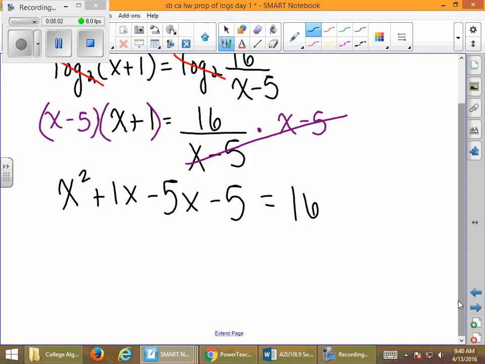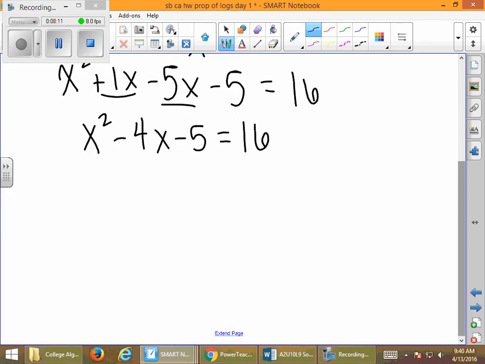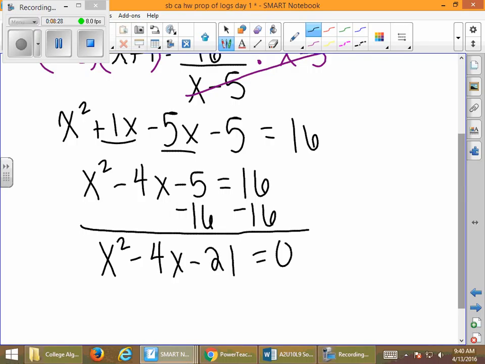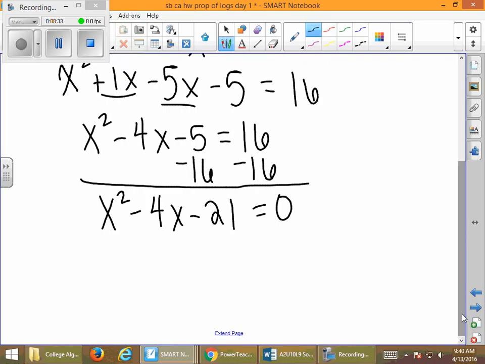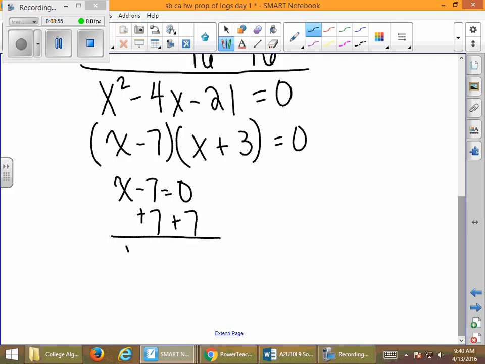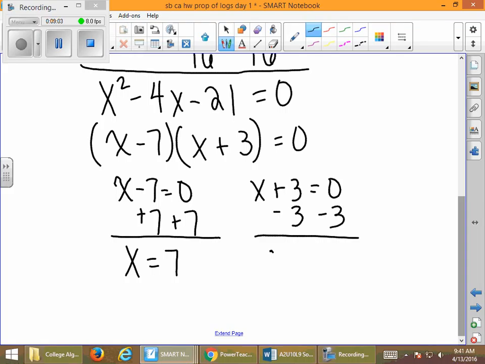If we combine like terms, then we have x squared minus 4x minus 5 equals 16. And we're going to have to eventually factor here, and I'm looking to make sure that I did not make a mistake. If we subtract 16 from both sides, then we have x squared minus 4x minus 21 equals 0. And now we can factor. -7 and +3. Again, I hope that you can say x equals 7 and x equals -3. But if you can't, here's the work. We add 7 to both sides, and we get x equals 7. And over here, we subtract 3 from both sides, and we get x equals -3.